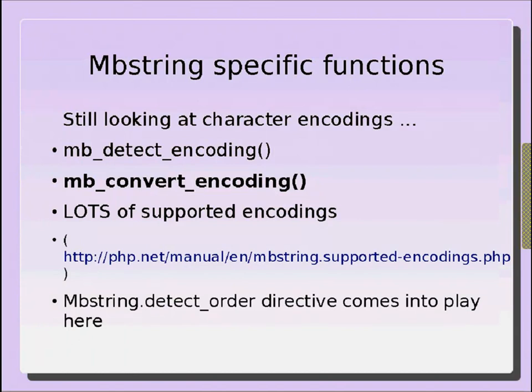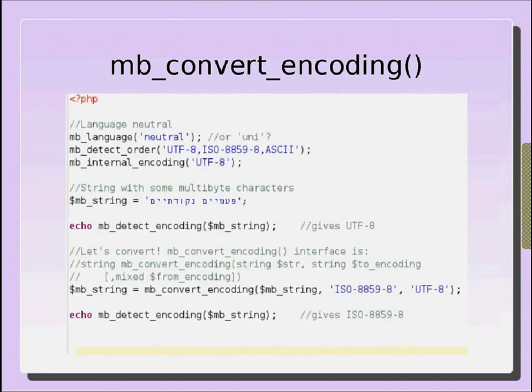So we're still looking at character encodings. That was detect. Detect works; it just needs this detect order to be set correctly. Let's have a look at converting now. Here's another snippet. We're language neutral. In my detect order, I've put in the middle ISO-8859-8, which is an ISO character set for Hebrew character support.